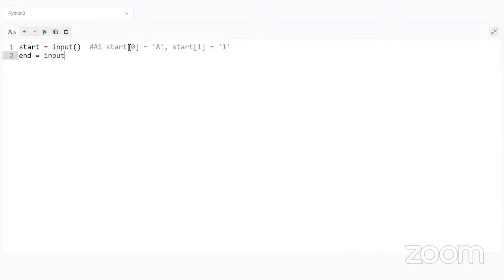Similarly, end equals to input. Same thing is going to be here. The same format.